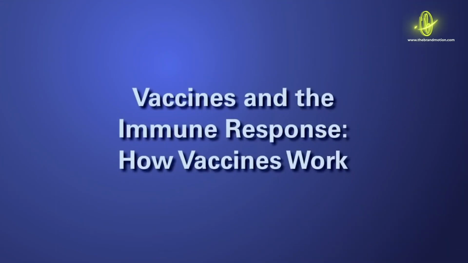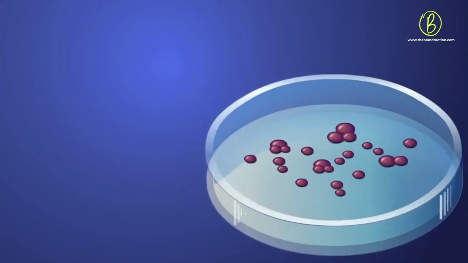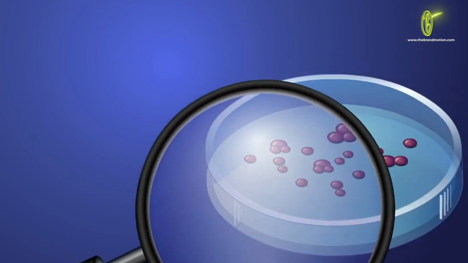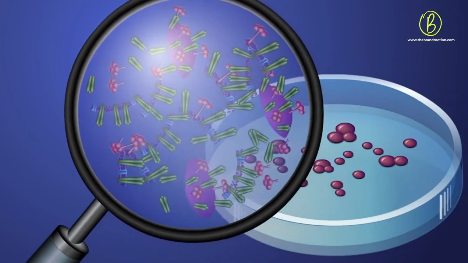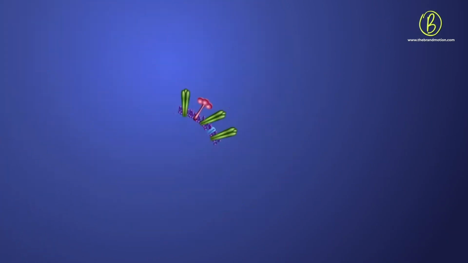Vaccines and the immune response. How vaccines work. Influenza vaccines are able to trigger an immune response by mimicking viral infection. They are usually manufactured using inactivated or killed virus particles taken from various circulating influenza strains.